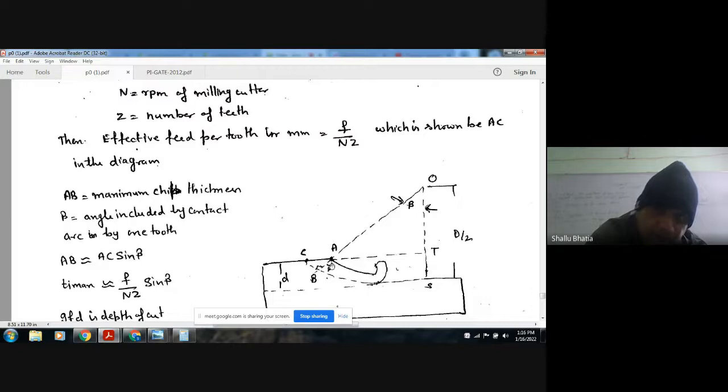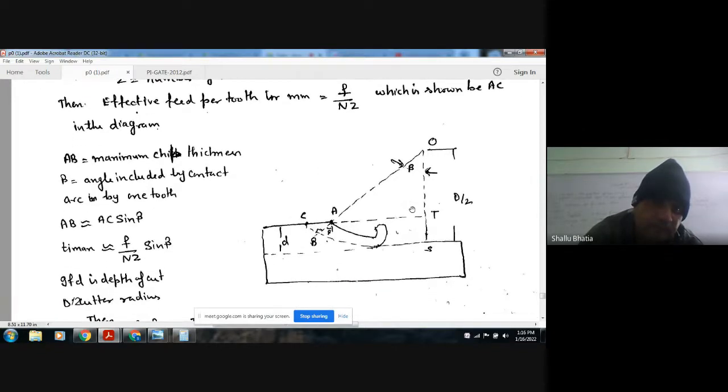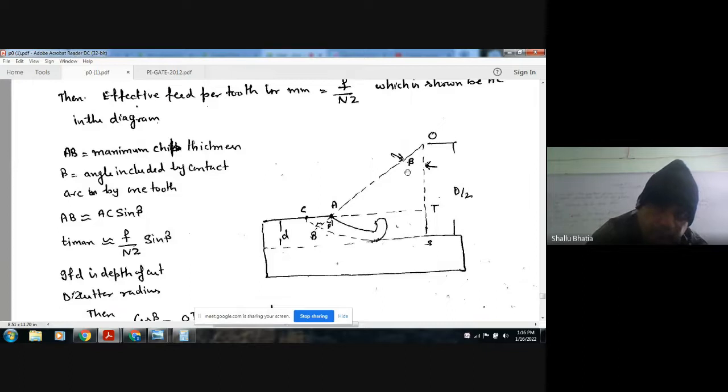So this is AC, the feed per tooth, and in one tooth the machining has been done to this length. AB is the maximum chip thickness, and this is your uncut thickness. Beta is the angle included by contact. This is your vertical, and the cutter starts from here and goes like that. So this is the angle included by the contact arc by one tooth.